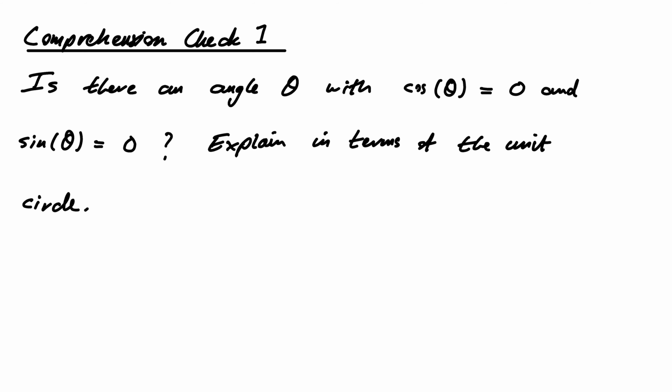Is there an angle theta with cos of theta is 0 and sine of theta is equal to 0? Well, several ways to go about this, but we should think about what cos and sine mean. So cos and sine, by definition, are the x and y coordinates of some position on a unit circle, centered at the origin. That's the meaning of them.